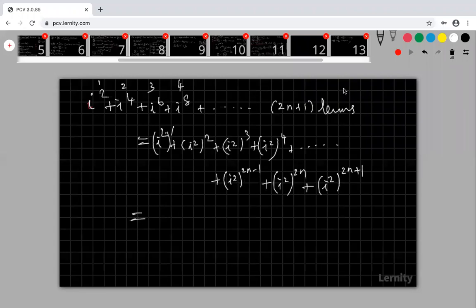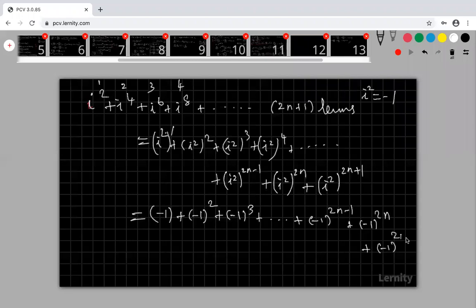Now, what is the i square value? I know that i square value is -1. So therefore this will become -1, and this will become -1 the whole square, and this will become -1 the whole power 3, etc. This is -1 the whole power 2n minus 1, and -1 the whole power 2n, and -1 the whole power 2n plus 1. What is the answer? Tell me now.